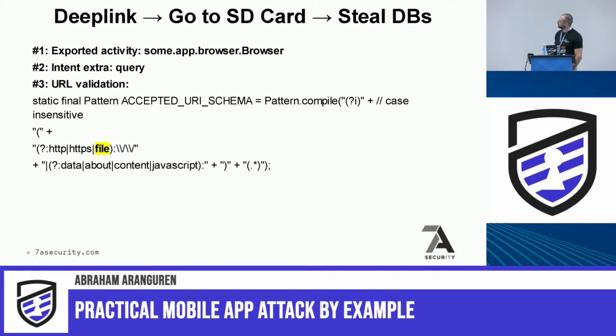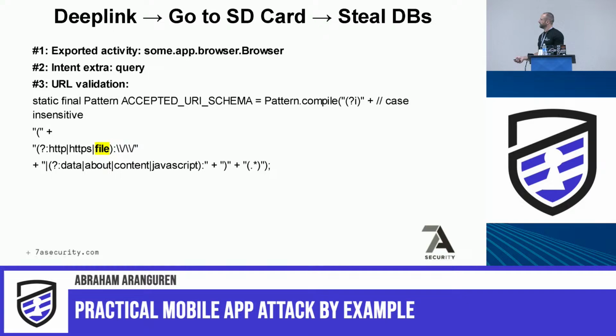What we are doing here is sending a deep link that goes to the SD card, and then we can steal the databases. This is similar to the data exfiltration that I showed before. But in this case, a malicious app on the same device, also with SD card permissions, can craft any arbitrary HTML page on the SD card, and any other app with SD card permissions will be able to read it.